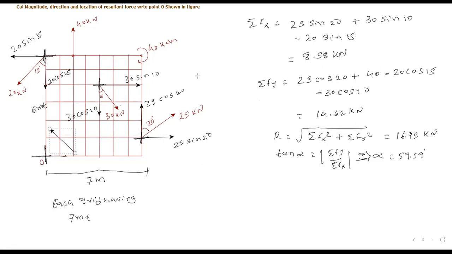So this is your R force and this is distance D, perpendicular. Apply Varignon's theorem. R into D equals... let's take 1 meter, 1 meter, 1 meter, 3, 4, 5, 6, 7.